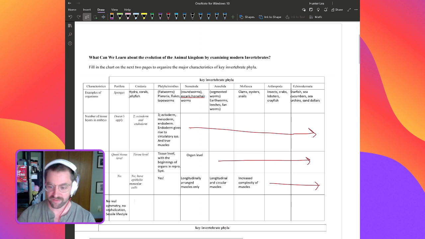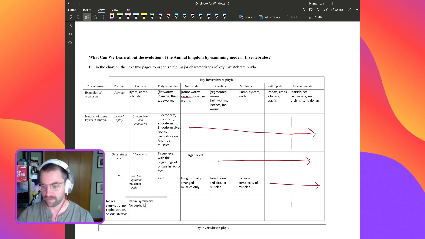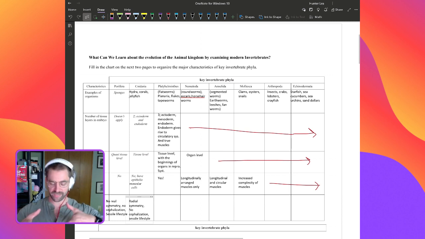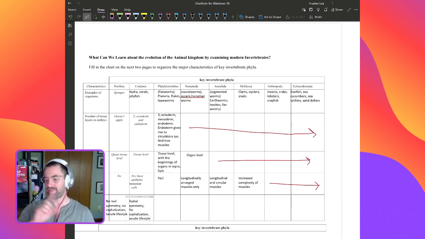Once we get to Cnidaria, so jellyfish, we have radial symmetry. No cephalization, and also a sessile lifestyle. So mostly drifting, very little self-directed mobility, though they do have some. Radial symmetry being kind of, you'll have a front and a back basically, but the sides are all more or less identical.